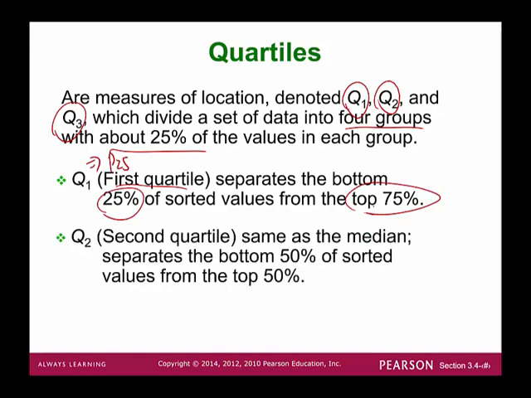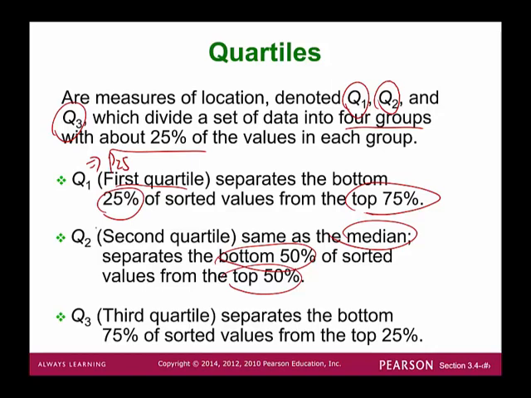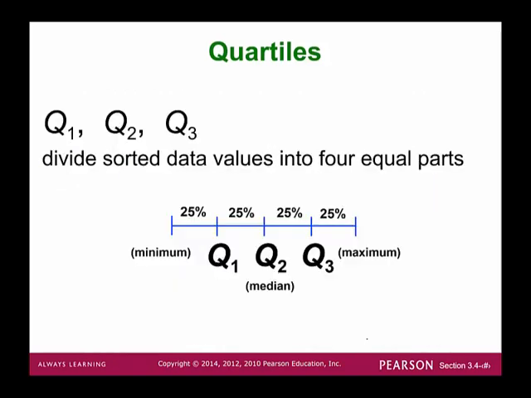And quartile 2 is the same thing as the median. It separates the bottom 50% from the top 50%, because the median is the middle. So quartile 2 is the middle number. Quartile 3 is the same thing as percentile 75. So we also call this the third quartile, which separates the bottom 75% from the top 25%. Now visually speaking, you can look at it like this.